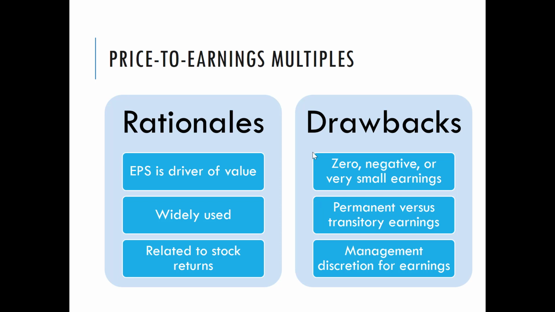The idea of why people focus on it so much is because everybody's obsessed with profits, because that is really what you're generating for the shareholders. So EPS, or earnings per share, or profit, is a driver of value. It's widely used. People obsess over it.